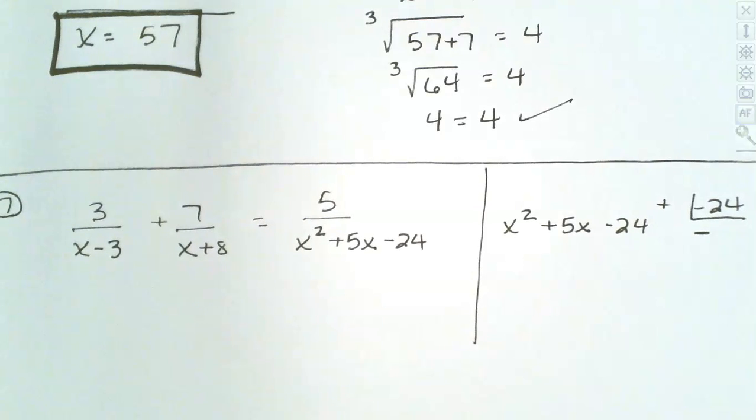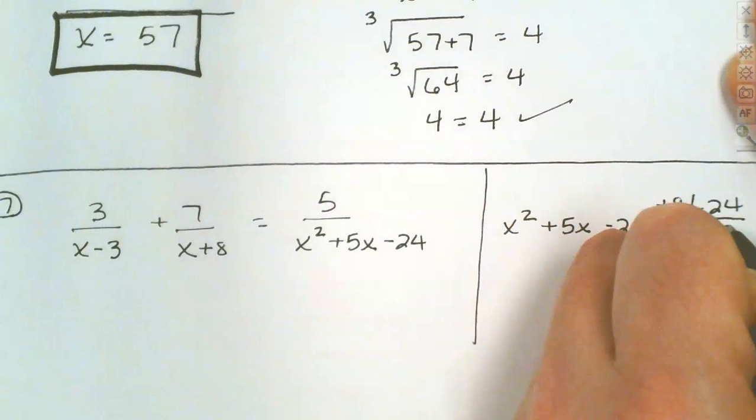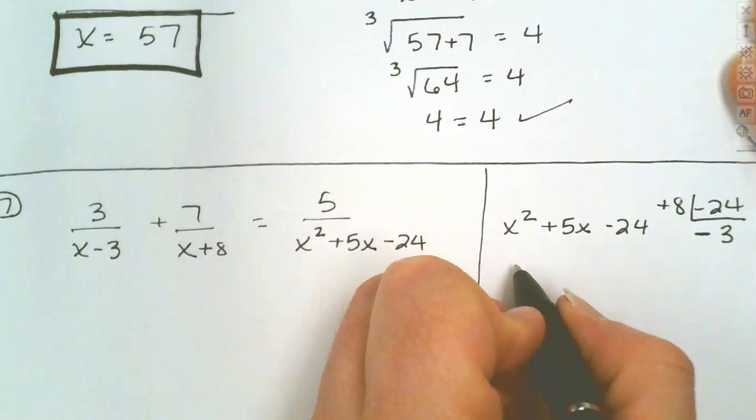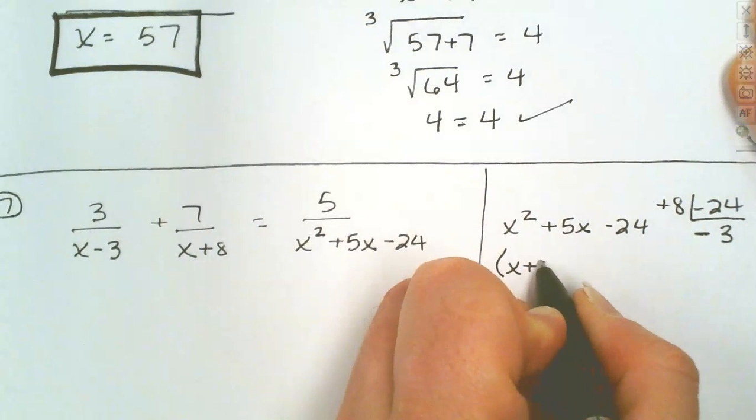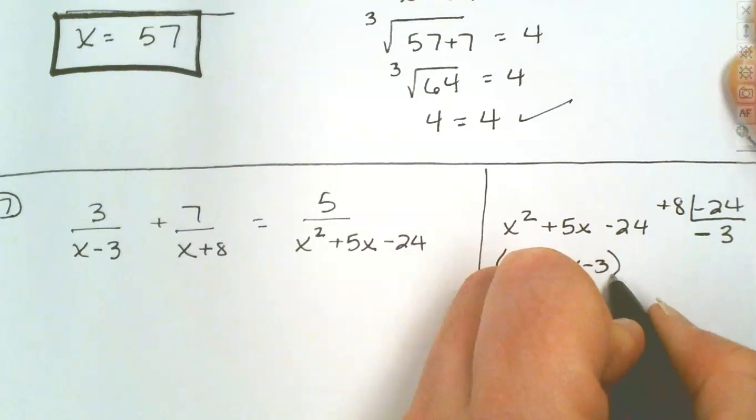So let's see what we've got. We can use a 12 and 2, that is not going to work. How about we try a 3? 3 and 8 will work. So we need a positive 8 and a negative 3. That factors into x plus 8, x minus 3.